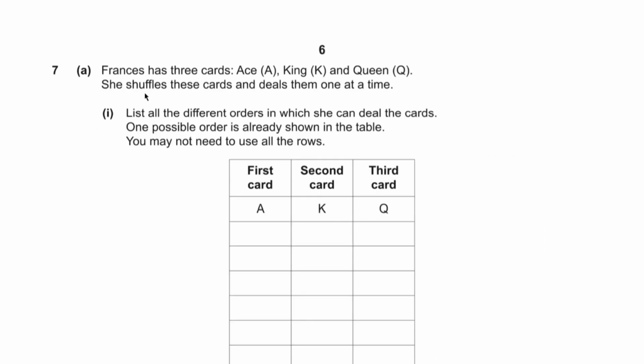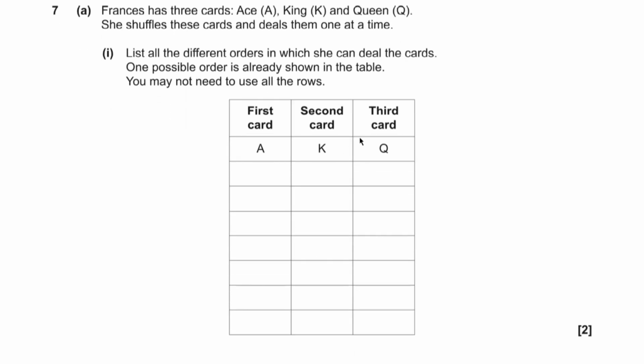Question number 7, part A. Frances has 3 cards, ace, king and queen. She shuffles these cards and deals them one at a time. For the first part we have to list all the different orders in which she can deal the cards. One possible order is already shown in the table. You do not need to use all the rows.